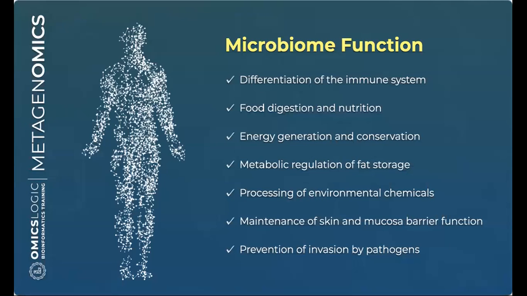Because of all of these projects and several other publications, today we know that the microbiome has a significant effect on the immune system, and it has an extremely important part to play in our ability to process specific food and extract different nutrients from food. It also helps us with energy generation, with the metabolic regulation of fat storage, with processing of different types of environmental chemicals, and with maintenance of different barriers and prevention of invasion, etc.